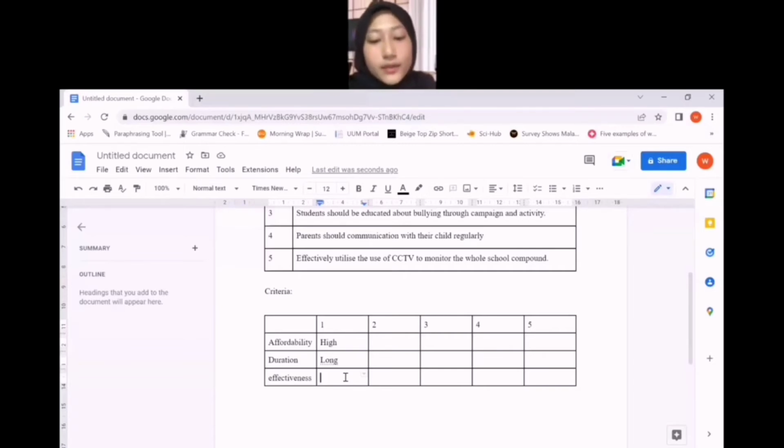And the last one is efficiency. I think it will be high if a teacher and a trusted student take over a position to monitor the hotspot places and make a fast report to the teachers.